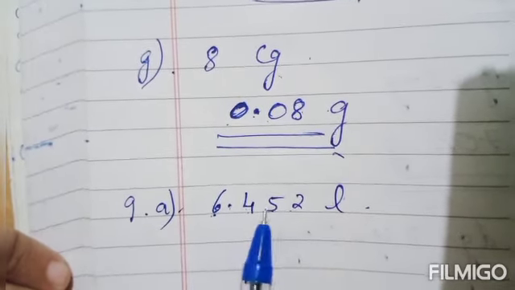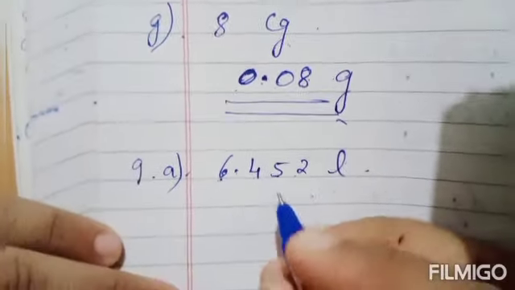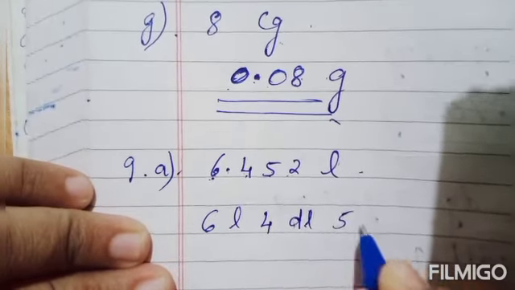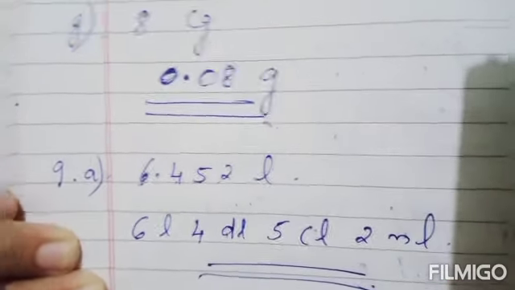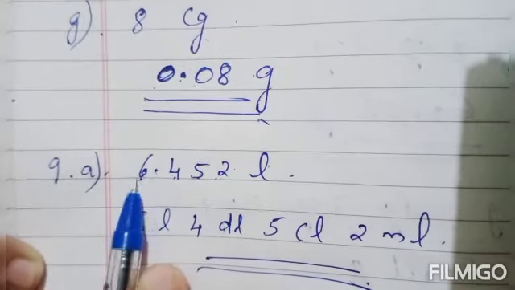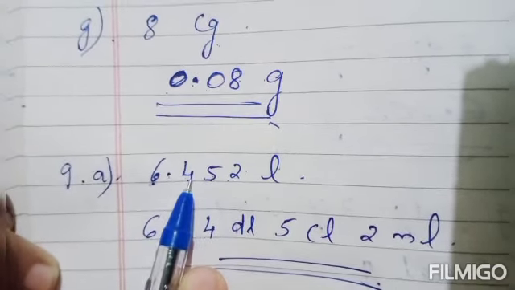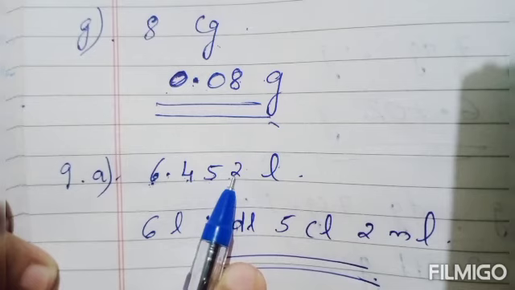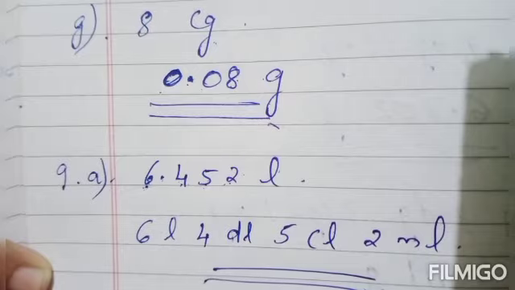So 6.452 liter, if you are writing in liter, deciliter, centiliter and milliliter, how can you write? 6 liter, 4 deciliter, 5 centiliter, 2 milliliter you can write. Before the decimal point it is liter. After the decimal point, 10th place deciliter, 100th place centiliter, 1000th place milliliter. So you can write 6 liter, 4 deciliter, 5 centiliter, 2 milliliter.